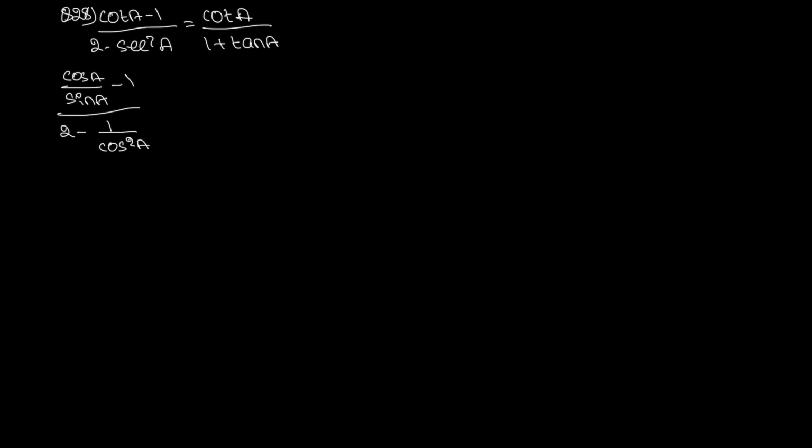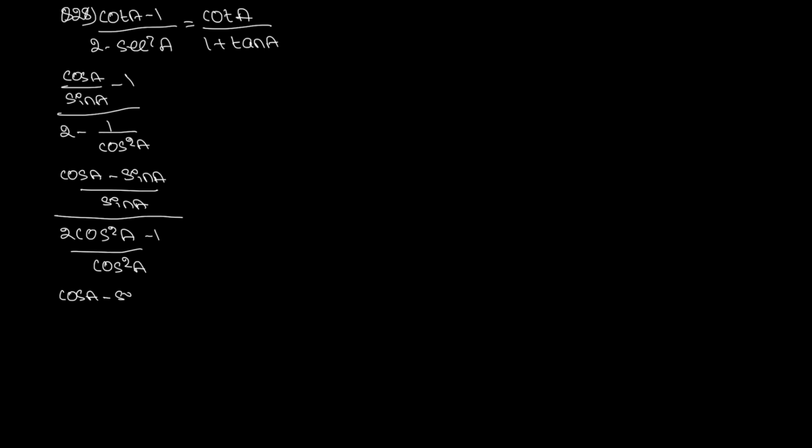Now we have to take the LCM of both the terms. We'll get it as cos A minus sin A by sin A remains same, and the whole divided by 2 cos square A minus 1 by cos square A. Let's transpose this denominator or the second factor to the first factor. We'll get it as cos A minus sin A by sin A remains same into cos square A. I'll write this 2 cos square as cos square A plus cos square A minus 1.